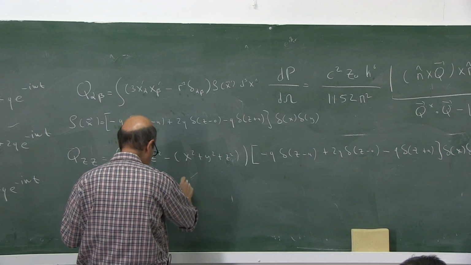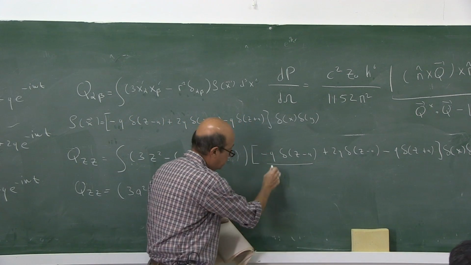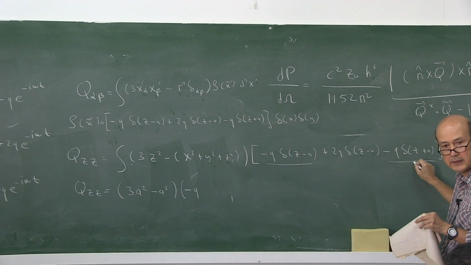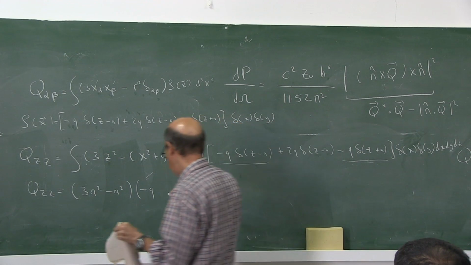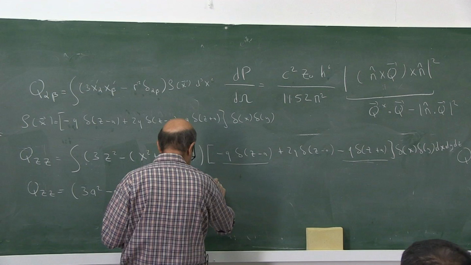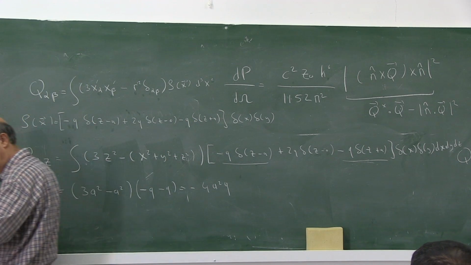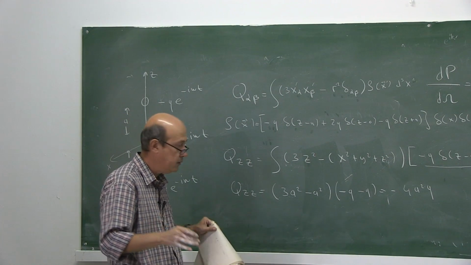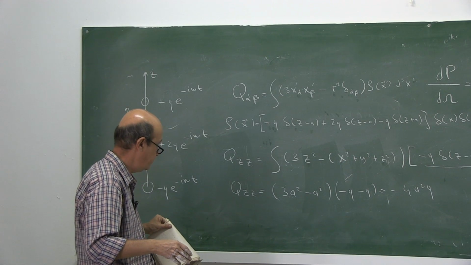This is true for minus q for the first integral. That is true for the last integral, the third integral. But for the middle one, that will be totally 0. So you will get that, and that is minus 4a square q. So all you have to do is calculate the electric quadrupole moment tensor.